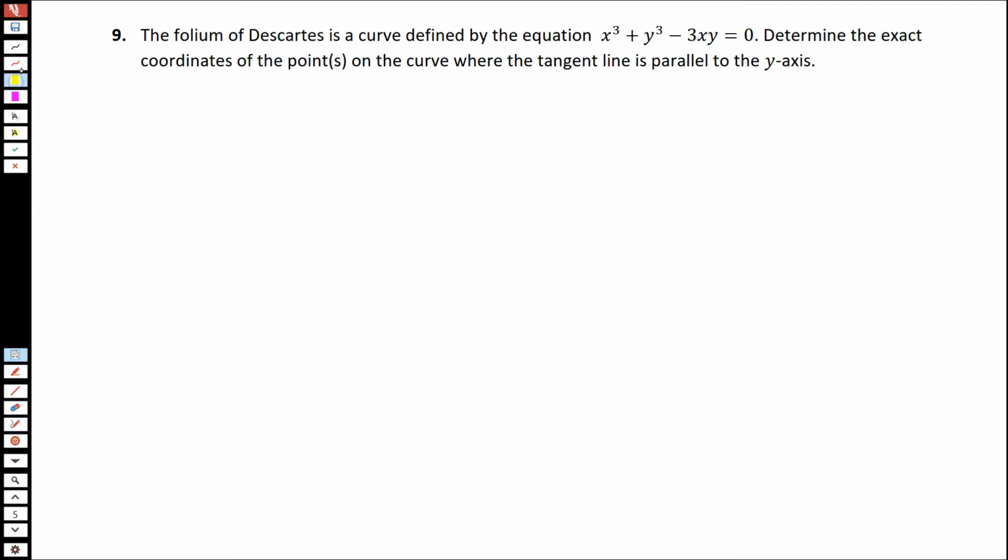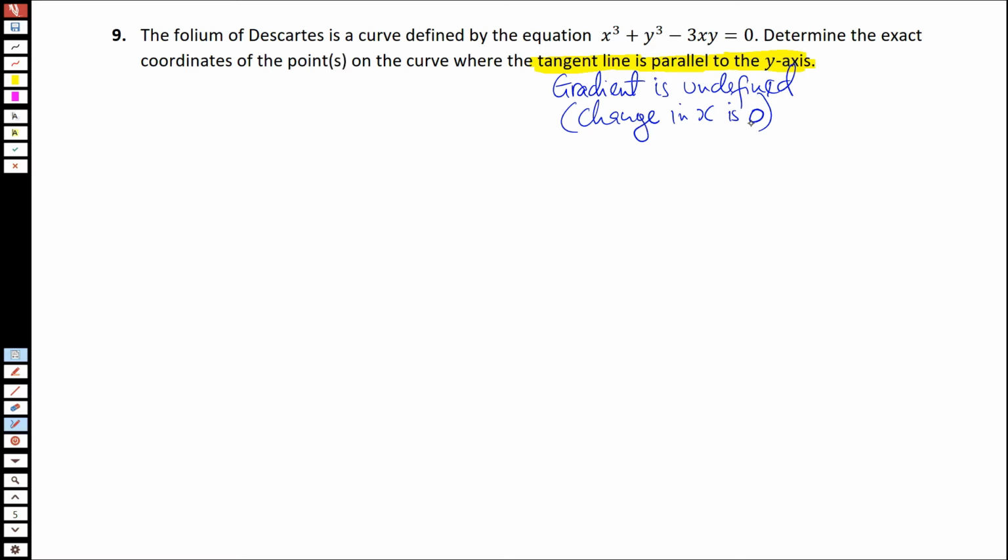So basically, this condition here, where the tangent is parallel to the y-axis, implies that the gradient is undefined. And that implies that the change in x is actually 0, because this tangent is vertical.